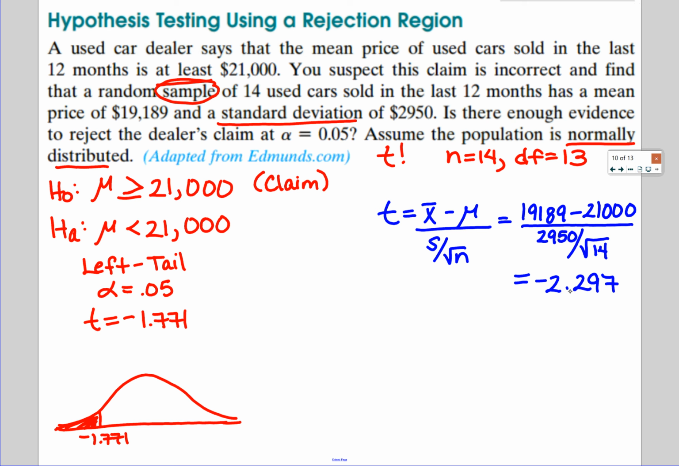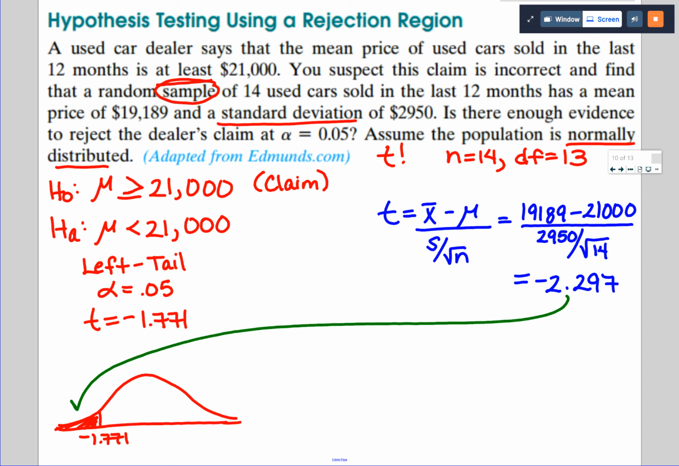All right, so now we compare that to the rejection region. Is that number in the rejection region? Yes. Okay, so what does that mean we do? Reject or not reject? We reject, and remember, you're always rejecting or not rejecting the null hypothesis, okay? So we're saying that that null hypothesis mean greater than or equal to 21,000, we're rejecting that. We're saying that's not true.